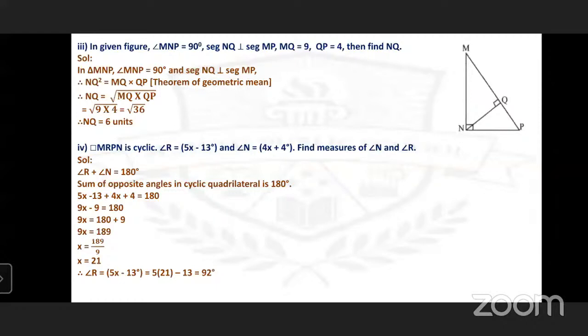So 5 into 21 minus 13. 5 into 21 is 105, minus 13, that is equal to 92 degree. So angle R is equal to 92 degree.